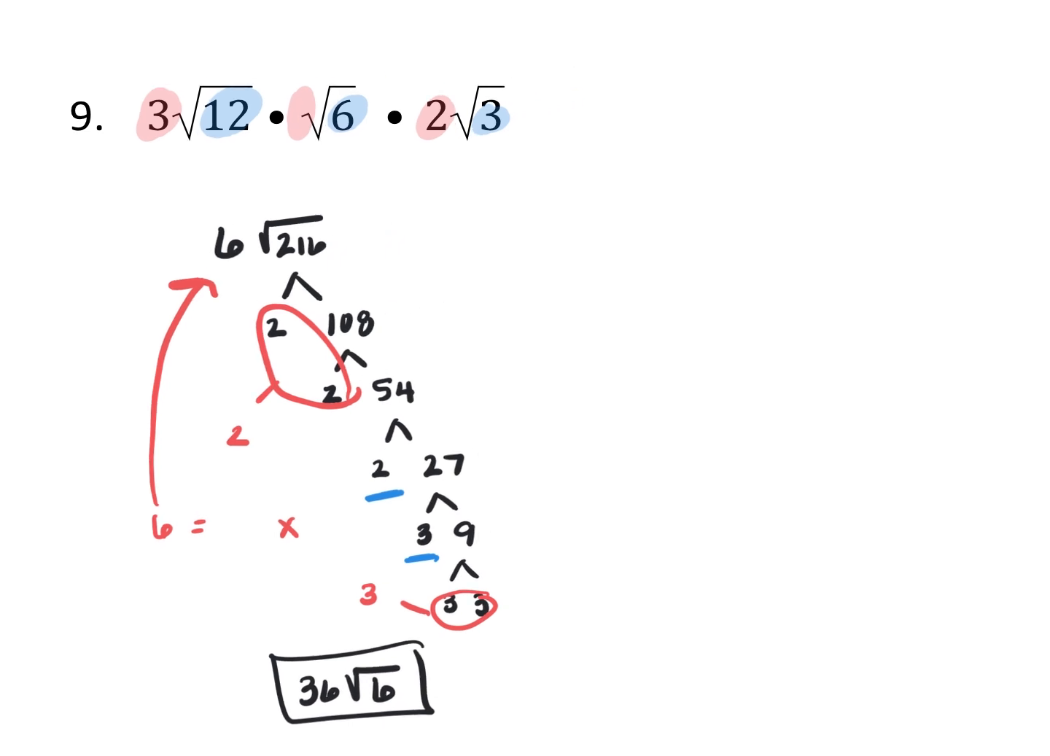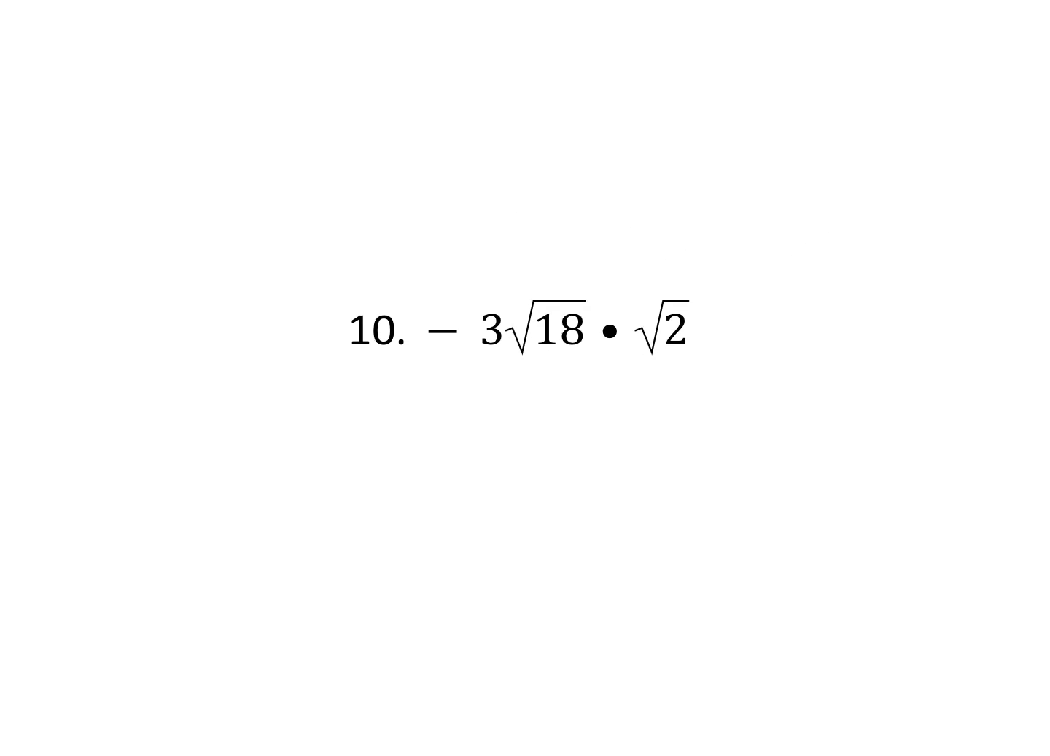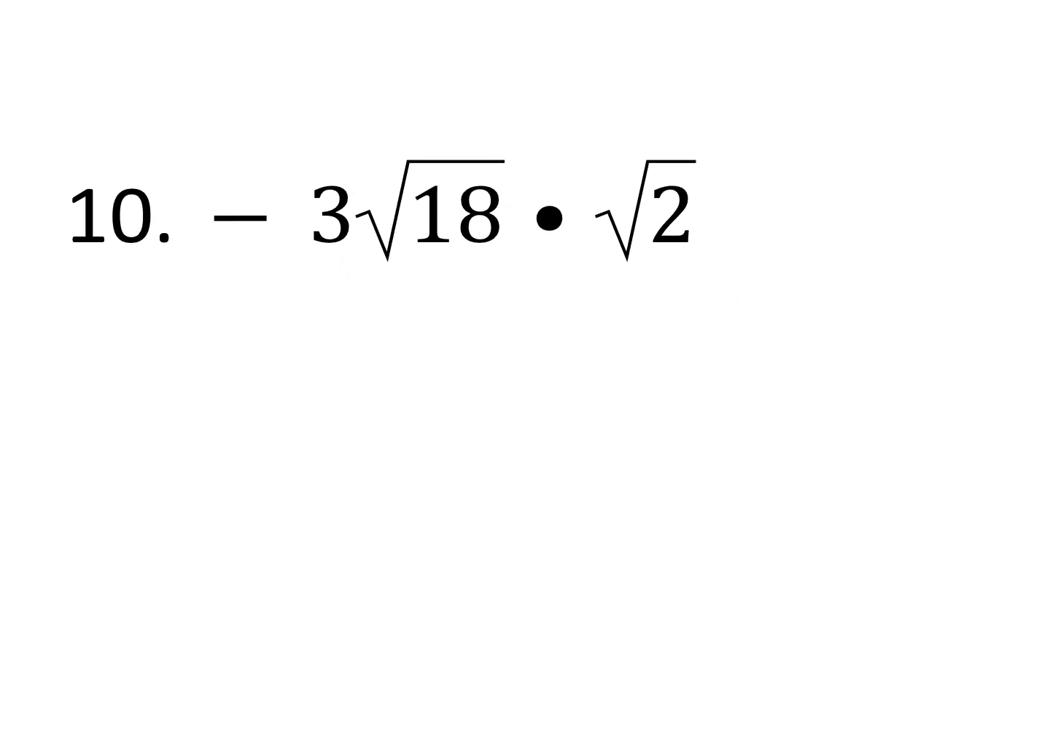Okay, let's look at our last one, number 10. Okay, so I have negative 3 on the outside. So I'm going to keep that negative 3. I'm going to multiply whatever's on the outside here. There's nothing there, so it's just going to stay at negative 3. There's actually a 1 there, so 1 times negative 3 is going to give me that negative 3. So negative 3 is going on the outside. And then I'm going to multiply what's under my radical. So I'm going to take this and multiply it by that. 18 times 2 is going to give me a 36. So I'm going to have a square root of 36.